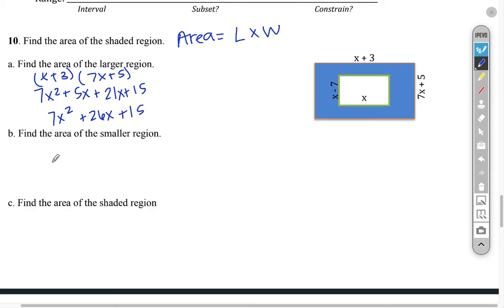All right, now let's find the area of the smaller region. So we have x times x minus 7. So x times x is x squared. x times negative 7 is negative 7x. All right, so now that we've got our areas, all we got to do is subtract.